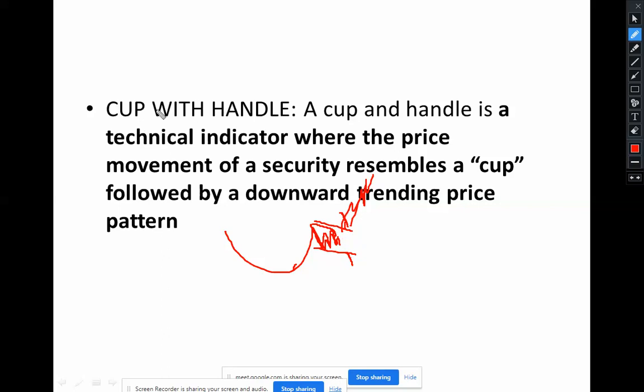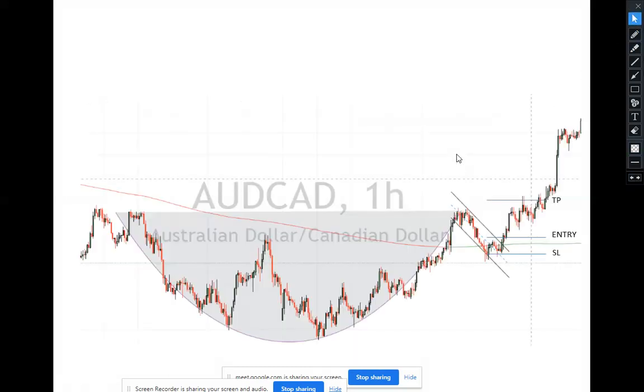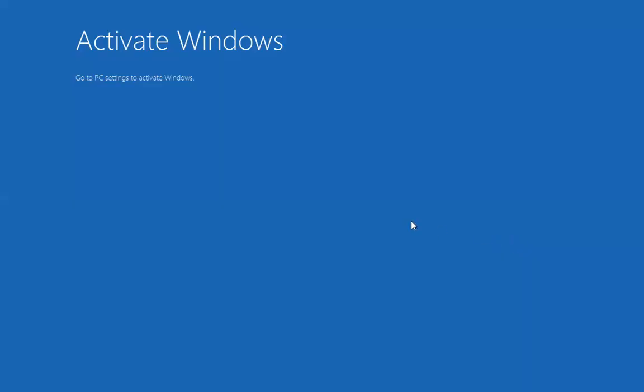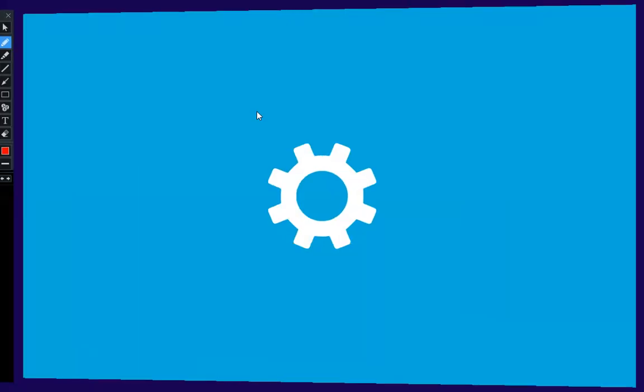So here we have the cup with handle. Let me show you how it looks like. You can see this chart pattern. This is what we call cup with handle. The major surface is like a cup, and this is the handle. The handle is somewhat like a bearish trend. Then immediately after the price spikes out of the range, it starts moving higher. So after the market breaks the range, you look for a buy opportunity.